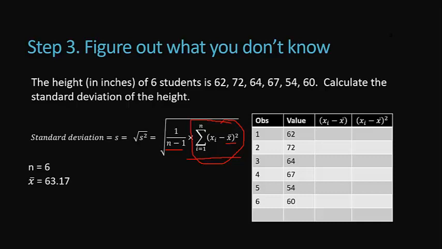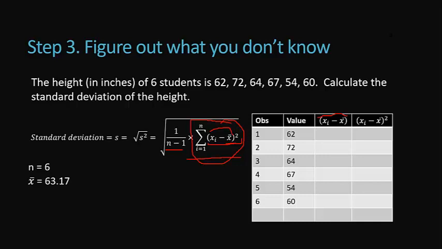On the left, we have all the observations from 1 to 6. The first one is 62, the second one is 72, the third one is 64, 67, 54, and 60. Then the next thing we're going to do is to evaluate just this term here, xi minus x bar. And after that, we will calculate the square term, so this whole term, xi minus x bar all squared.